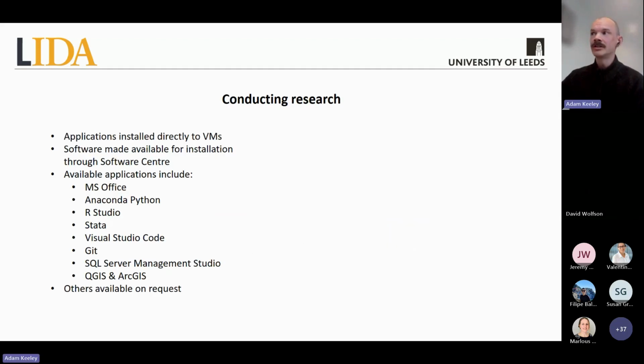In terms of actually conducting the research within a TRE, I mentioned earlier, applications are installed directly to those virtual machines. We make software available. There is no internet access. You can't just download an exe and install software yourself. So we have a pipeline software center through which software can be provisioned directly to VMs. So it's all self-service. You find the software you need. The majority of use cases are available on Software Center, but others are available on request. So if there's something that a user would like to use for their analysis, we can make it available.